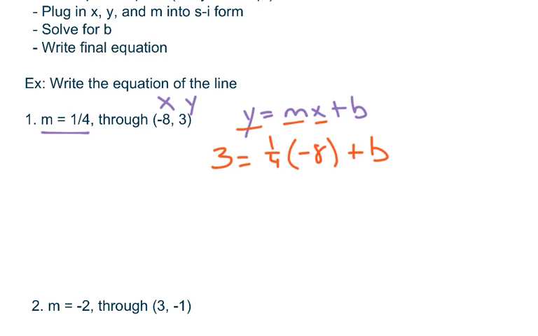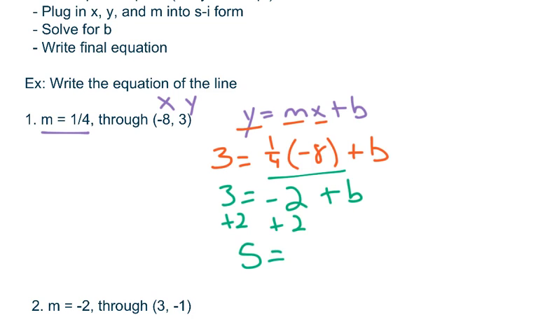Plug in x, y, and m into slope-intercept form. Step number 2, solve for b. So this is just basic algebra. So we're going to have 3 equals 1/4 times -8 is -2 plus b. This is a single-step equation. We're going to add 2 to both sides, plus 2. 3 plus 2 is 5, and that is equal to b. So there's step 2, solve for b.